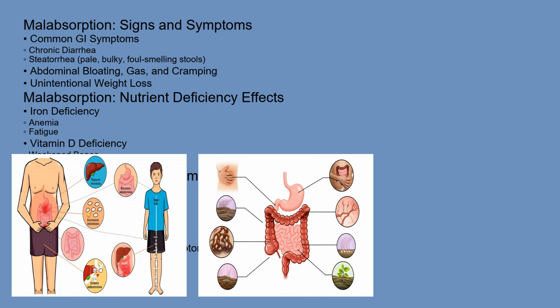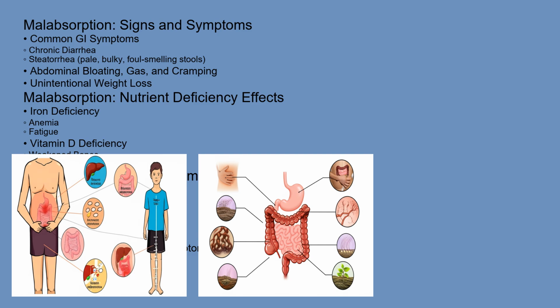The signs and symptoms of malabsorption can be quite diverse, reflecting the wide range of nutrients that might be poorly absorbed. Common symptoms include chronic diarrhea, steatorrhea, which is pale, bulky, foul-smelling stools due to undigested fat, abdominal bloating, gas, and cramping. Unintentional weight loss is also a frequent symptom. Beyond these gastrointestinal issues, nutrient deficiencies can lead to a host of other problems.